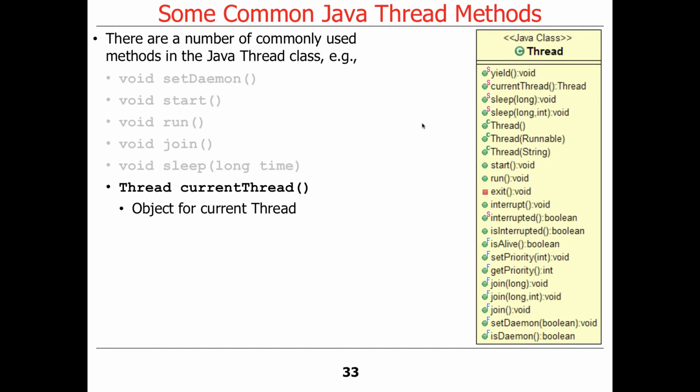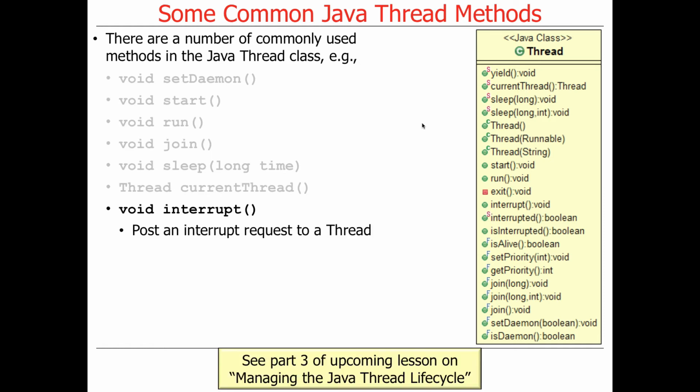Current thread returns to you the thread object for the calling thread. This is a static method, and so what that means is that it'll return for the current thread without you having to specify what that thread is. It can tell it by using the magic of what's called thread-specific storage.